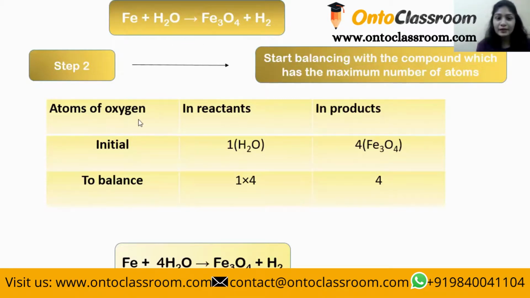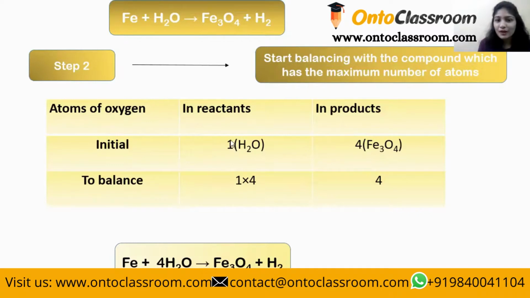Now, atoms of oxygen are to be balanced. So you write atoms of oxygen in reactants, in products. This is how you can write. Moving ahead, see, your oxygen is present in the water molecule, correct? So you write the water molecule, and how many oxygens are present? 1. So you write 1 in H2O. In products, in Fe3O4, your oxygen is present. So you write Fe3O4 and 4 oxygens are present. So you denote it with number 4.